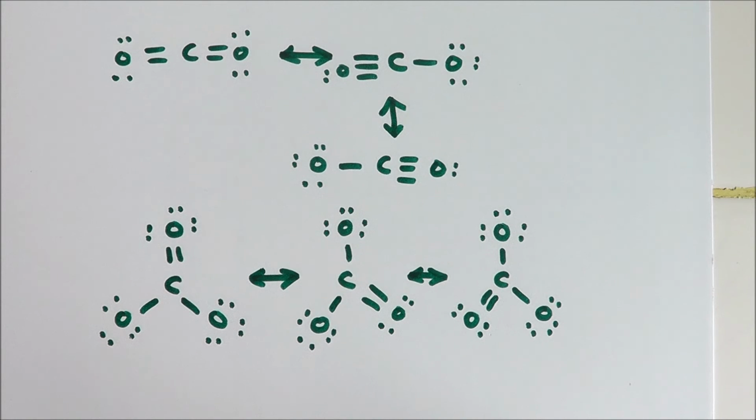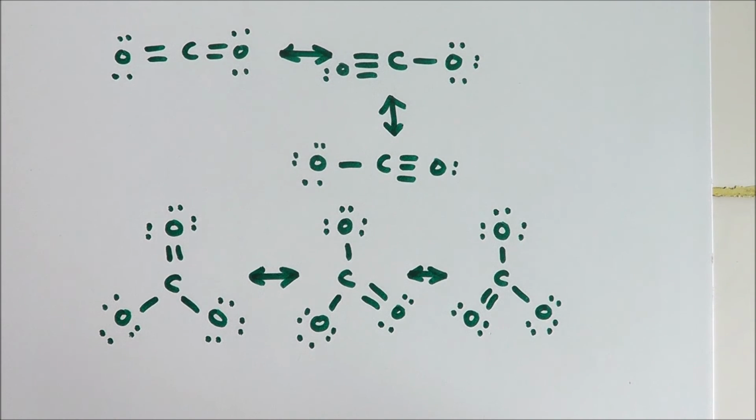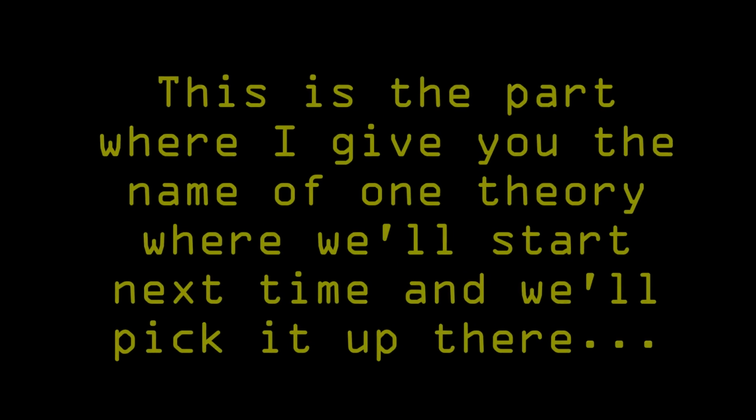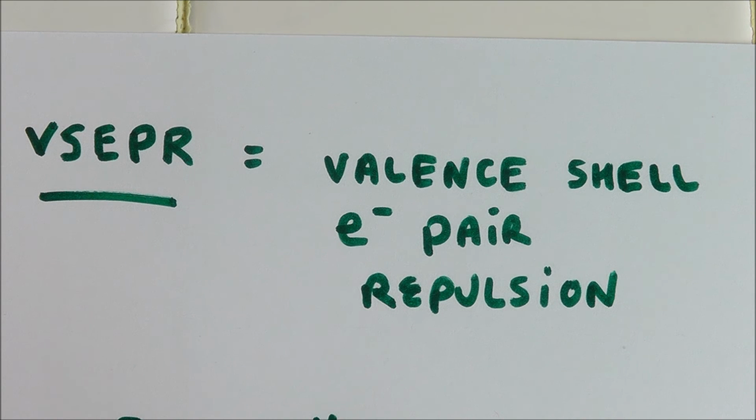brain-twisting stuff. So, I want to leave you with one more thought about what we're going to talk about next time. All right? Next time, we're going to talk about what shapes our molecules in 3 dimensions. So I'm going to give you one name of a theory where we're going to start next time, and we'll pick it up there. All right, folks. Next time, we're going to talk about what they call Vesper. Valence shell electron pair repulsion. Actually, if you said it like it looks, it'd be like VSEPR, VSEPR. But that doesn't sound as cool as Vesper.